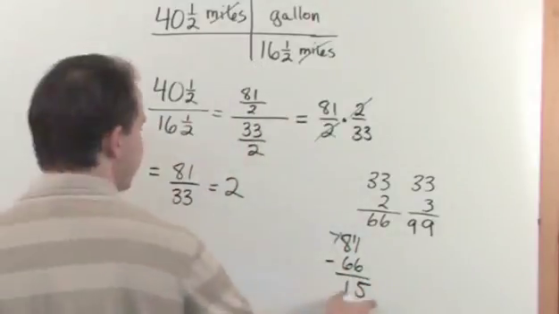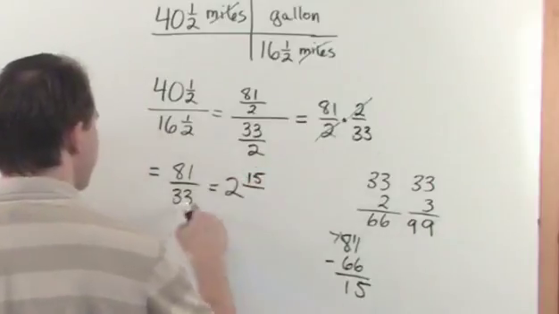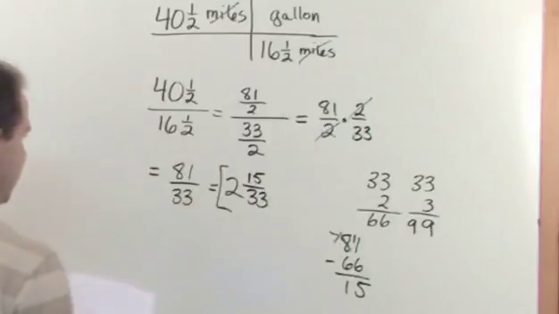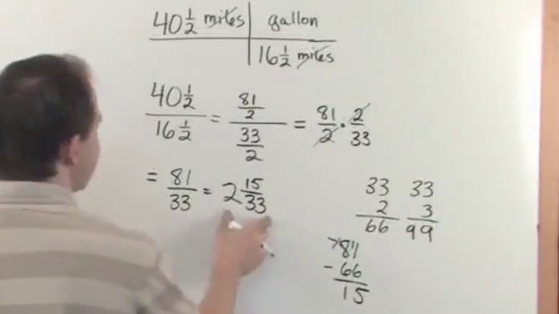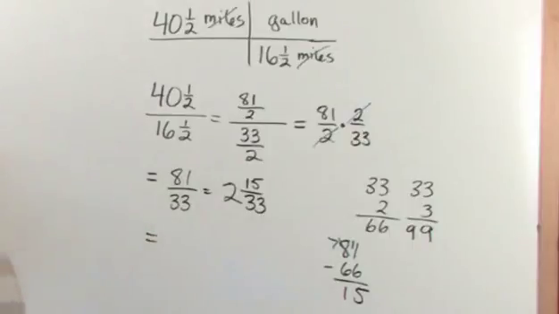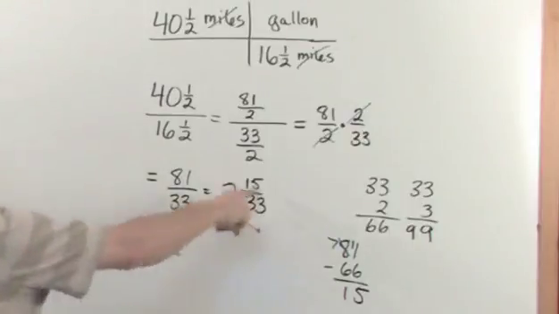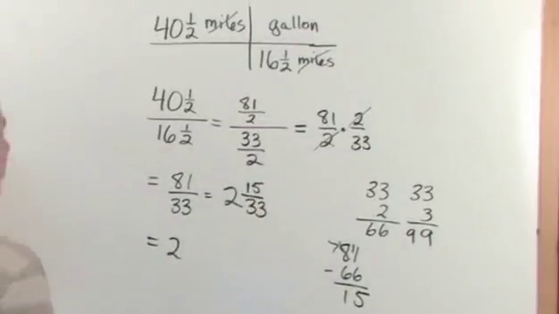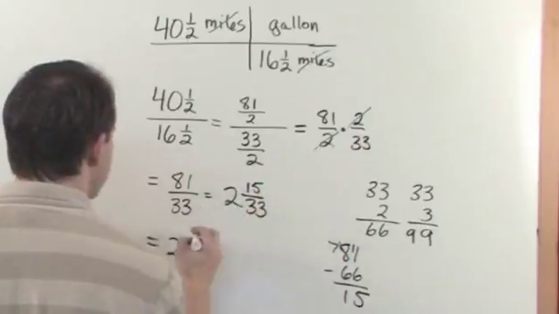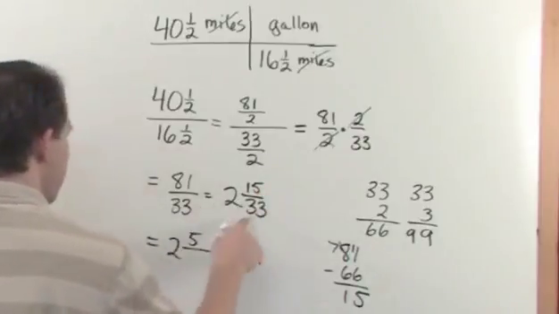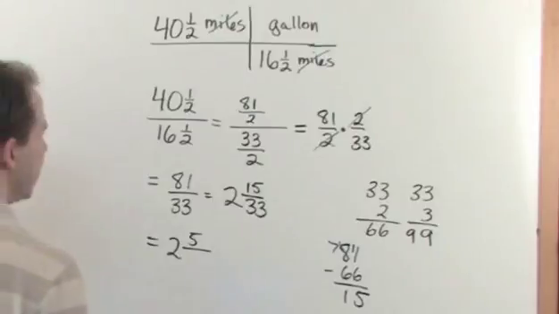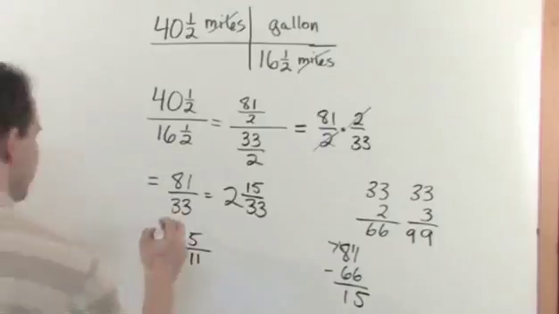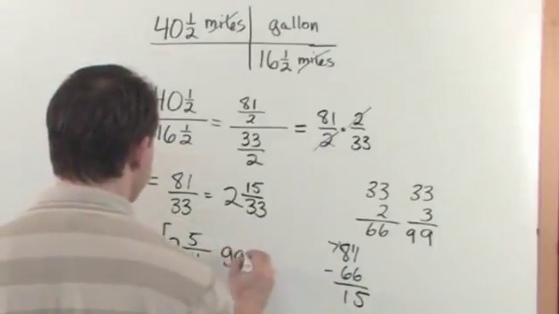So I know the remainder is 15, so I write it as 15, and I always write it over the denominator to make it into a fraction. So the answer is 2 and 15/33. Okay, so this is the answer, but we always want to try and see if we can simplify it. Is there something that we can divide into the top and the bottom here to make this simpler? And the answer is yes, we can actually divide by 3. 15 divided by 3 is 5, because 5 times 3 is 15. And 33 divided by 3 is 11, because 11 times 3 is 33. So the answer is 2 and 5/11 gallons.